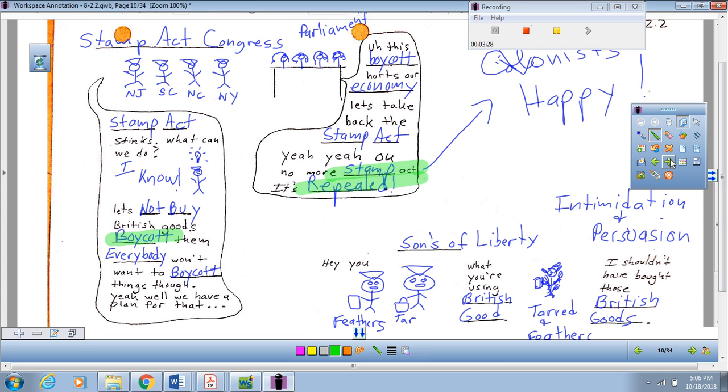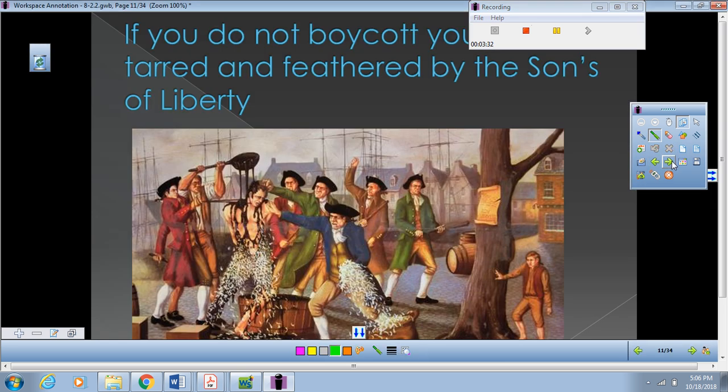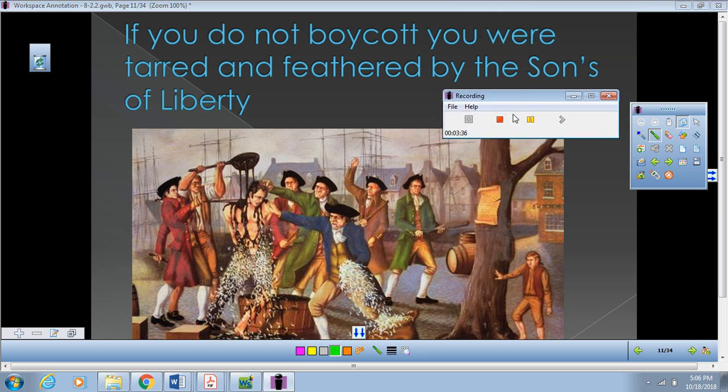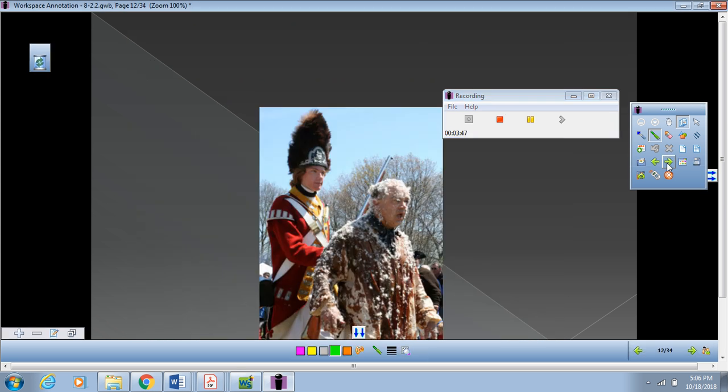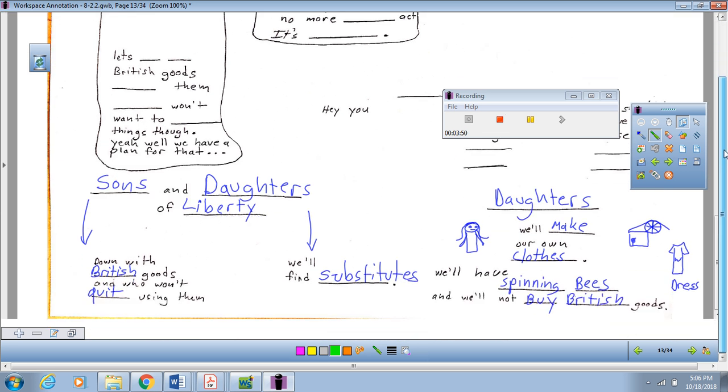However, fearful that the boycotts would not be enforced, colonists led to the creation of the Sons of Liberty, whose main tactic was tarring and feathering those who would buy British products that were under boycott. There's some examples that you saw yesterday of tarring and feathering.